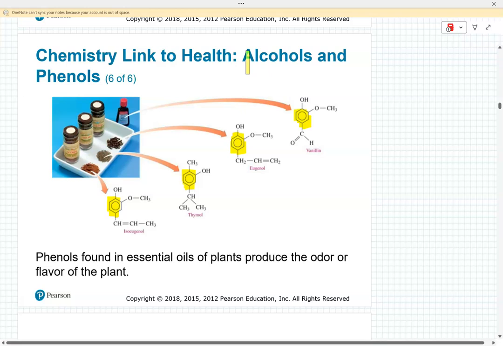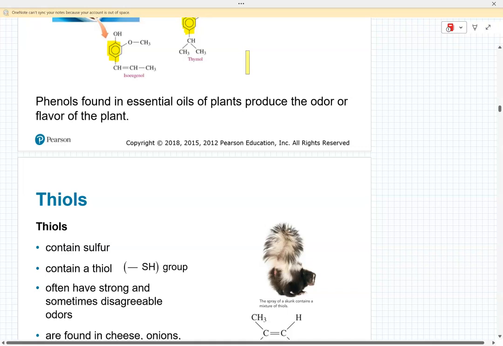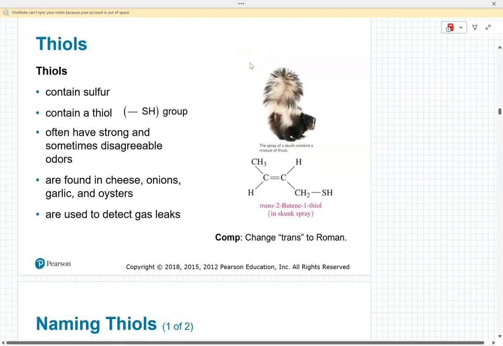They produce the flavors and smells and some spices. Okay? Does that make sense? So, alcohols: anything that contains an OH group. Okay? Thiols. Love that story. They contain an SH group, specifically, not just sulfur, an SH group.